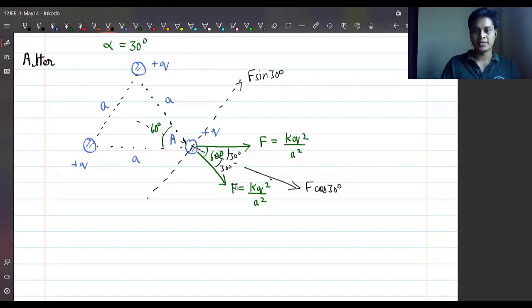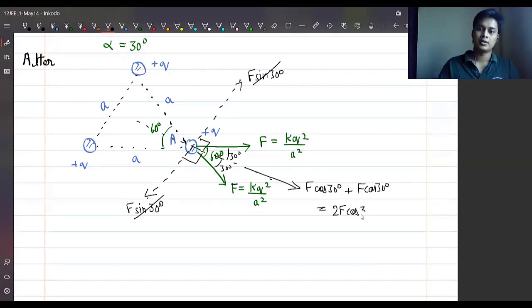Again, you can take component of this f on this. It will be again f cos 30. As this is a right angle triangle, this is a right angle. Again, you can take component of f over here. It will be f sine 30. So like this, you can take component of vectors and f sine 30 gets cancelled out. You'll get 2f cos 30. If you have doubts in vectors or mathematical tools as such, you can refer to my mathematical tools lecture.